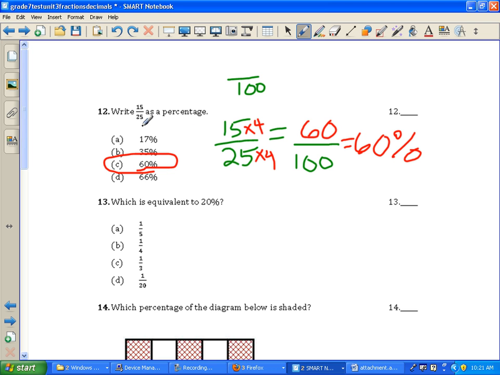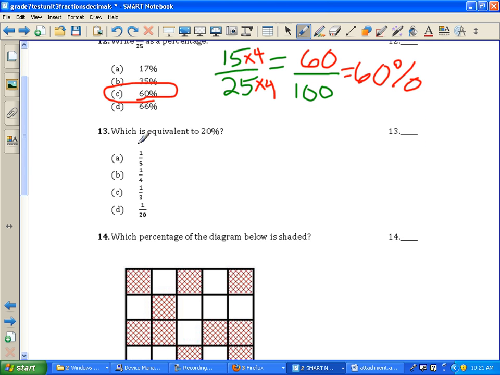So this one worked out nicely because the bottom was out of 25 and it was real easy to make it out of 100. The next one here says, which is equivalent to 20%? So remember, 20%, percent simply means out of 100. So 20% would be 20 out of 100. And of course you know that 2 out of 10 is really the same thing as 20 out of 100.